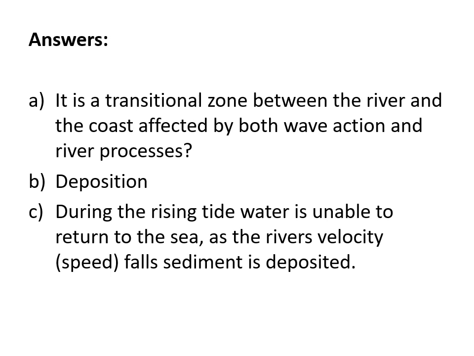Okay, so an estuary is a transitional zone between the river and the coast affected by both wave action and river processes. Deposition is the main process occurring here. And to summarize, during the rising tide, water is unable to return to the sea as the river's velocity or the speed falls, sediment is deposited. If you go back to my explanation on the last slide, there's a little bit more to it that you could add to that, but there is a very succinct version of the answer. Make sure you've got that down.